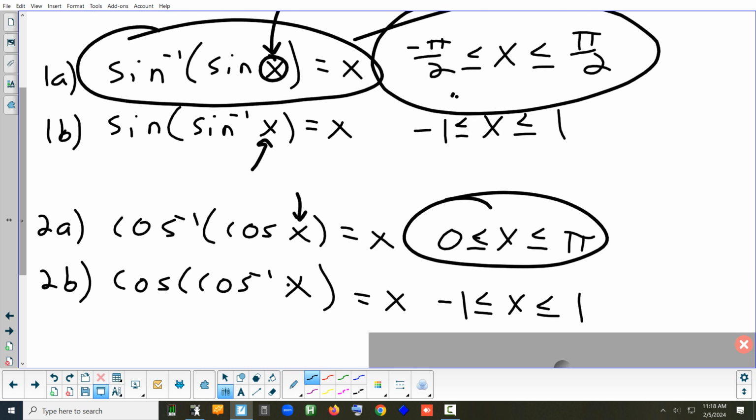Which one of these, 2a or 2b, is the one that if you plug in a number outside what you're supposed to, you won't even get an answer back? You'll get an error. Is it 2a or 2b that gives you an error? 2b, yeah. If you plug in a number that's not between negative 1 and 1, you won't even get an answer. In 2a, if you plug in a number that's not between 0 and pi, you'll get an answer, but it won't be what you started with.